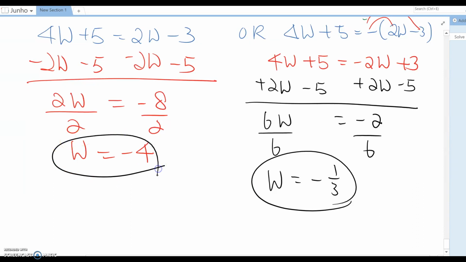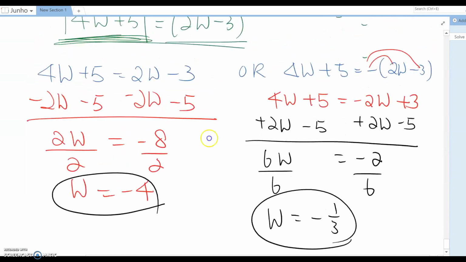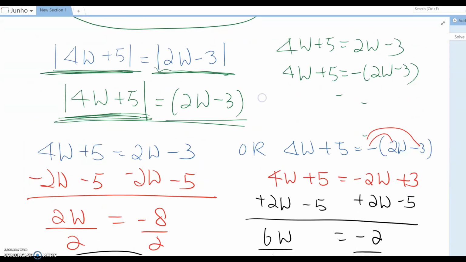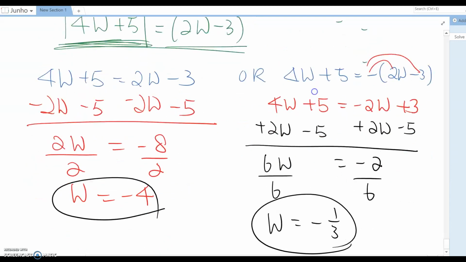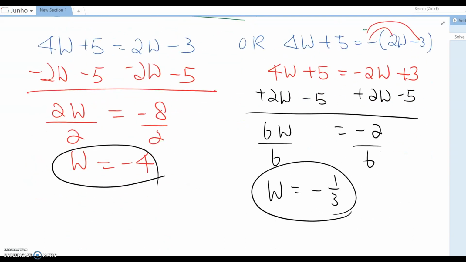Okay? If you center on this one as the absolute box, you will get exactly the same two answers. That's why we can center on only one part. Okay? Now, next one.